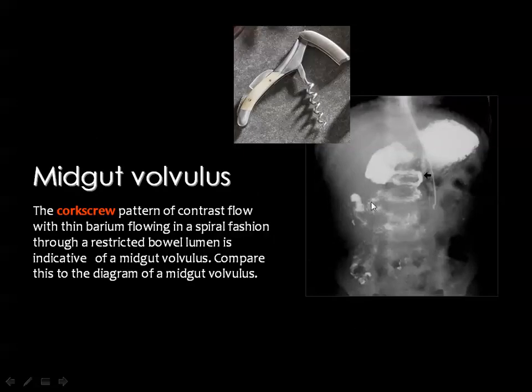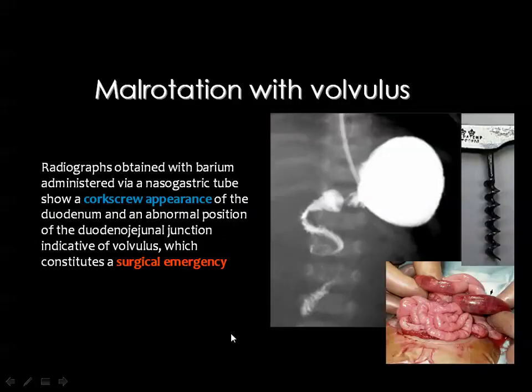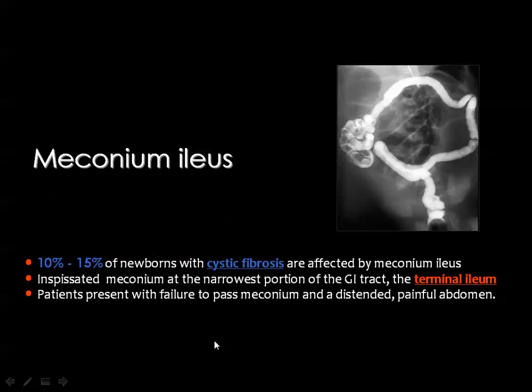This is a well-known configuration in patients with mid-gut volvulus or mesenteric volvulus, which is known as the corkscrew appearance of the proximal small bowel loops. And this is another appearance of mid-gut volvulus with corkscrew configuration, and this is considered a surgical emergency in order to prevent gangrene of the bowel.